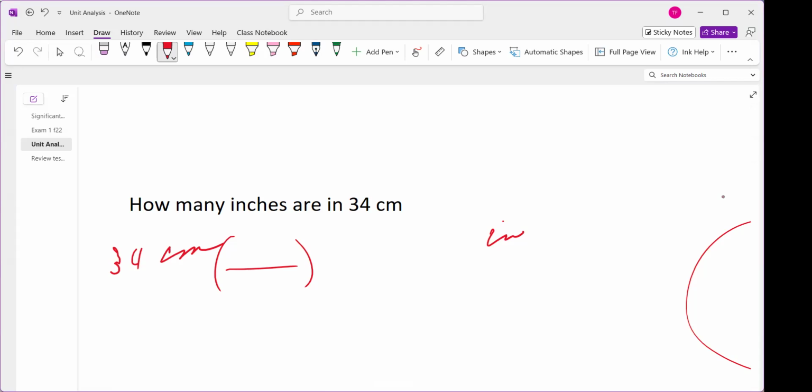Okay, so what conversion factor has both centimeters and inches in it? Right, we just did it, right? That's the question.